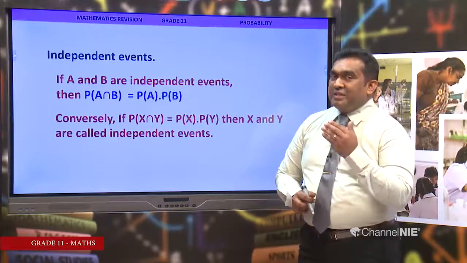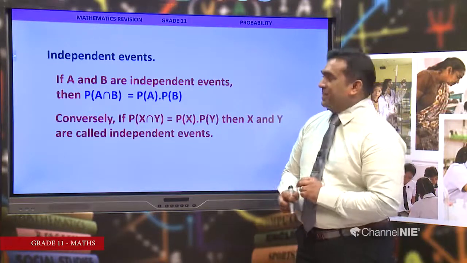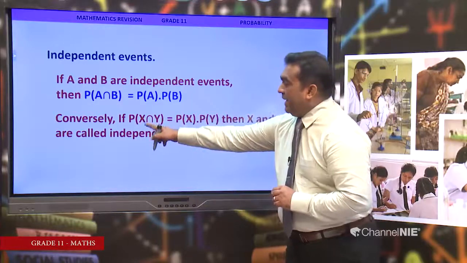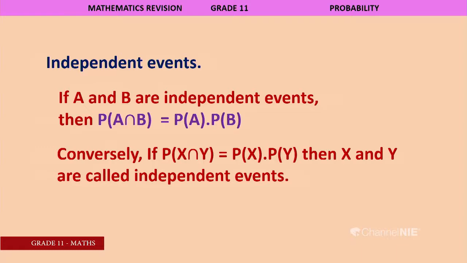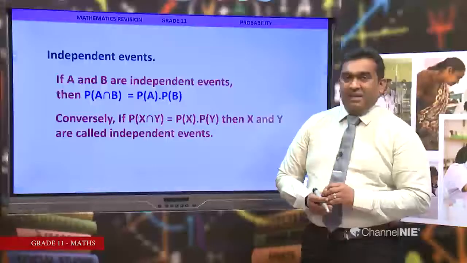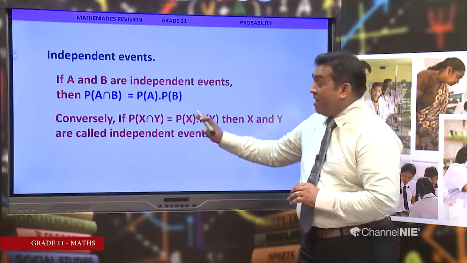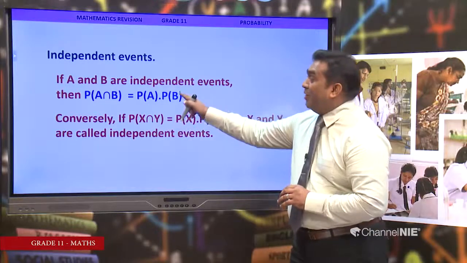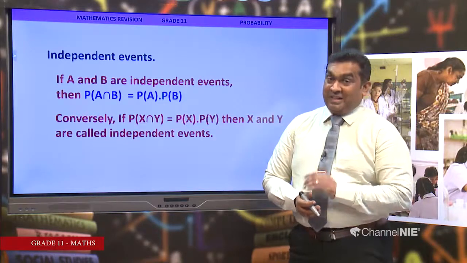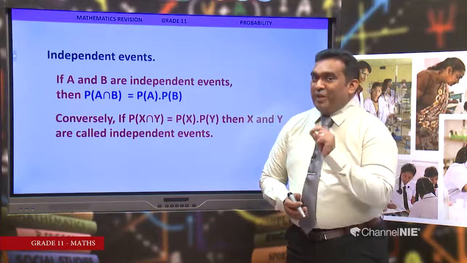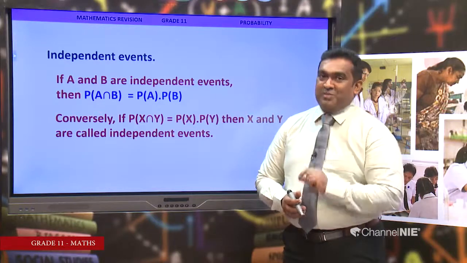Conversely, there is a converse case here. If P(x intersection y) is equal to P(x) dot P(y), then we can say x and y are called independent events. Right? This is the opposite situation of the first relation. Remember, this is very, very important when solving problems.